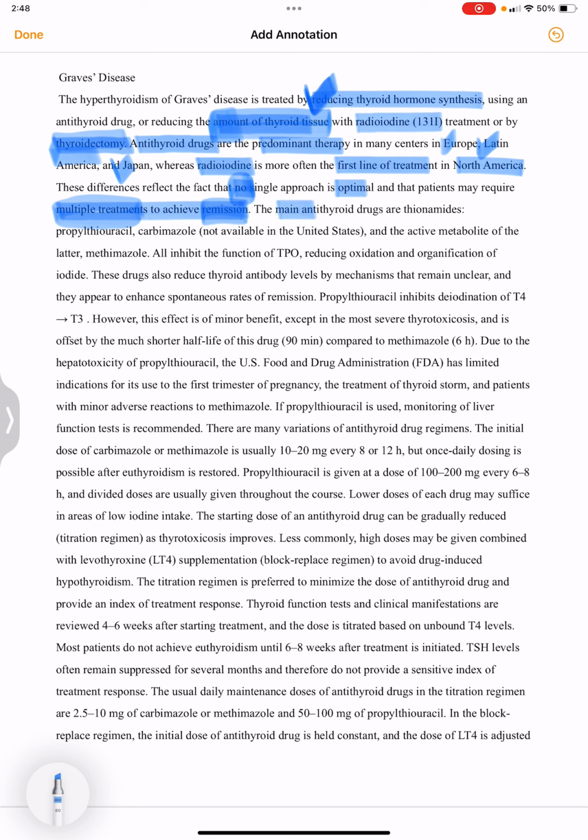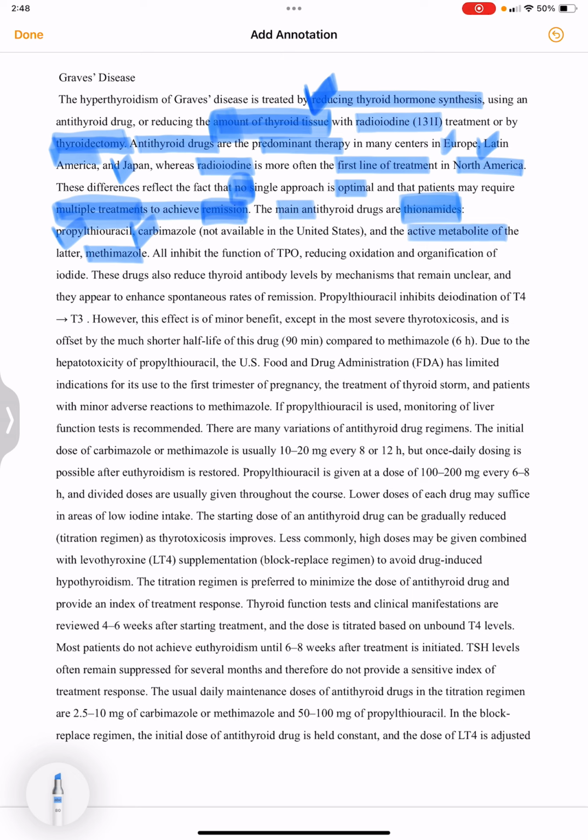The main anti-thyroid drugs are thionamides: propylthiouracil and carbimazole, and the active metabolite of carbimazole is methimazole. Carbimazole is not available in the United States. So what do all these drugs do?